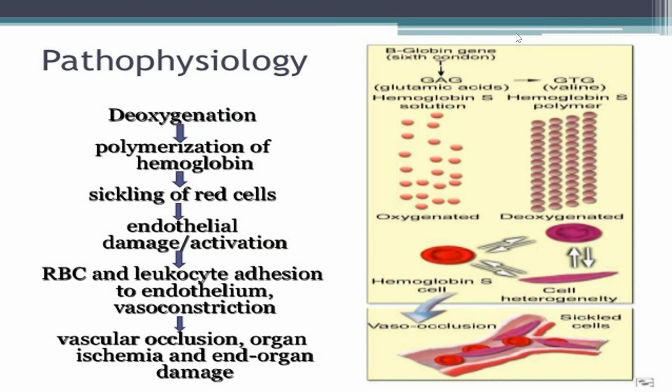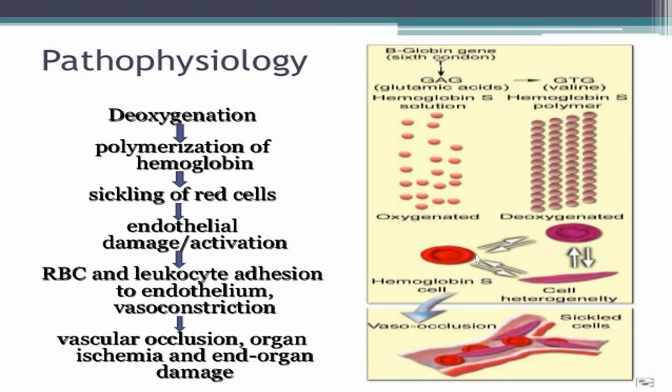So what happens in this? Glutamic acid is replaced by valine. This is the hemoglobin S, which is formed. So what happens during oxygenation? There is not much of a problem. The hemoglobin gets oxygenated. But when there is deoxygenation at the tissue level, or in case of any stress, sepsis, or exercise, then there is more oxygen demand, more deoxygenation, and there is polymerization of the hemoglobin S.